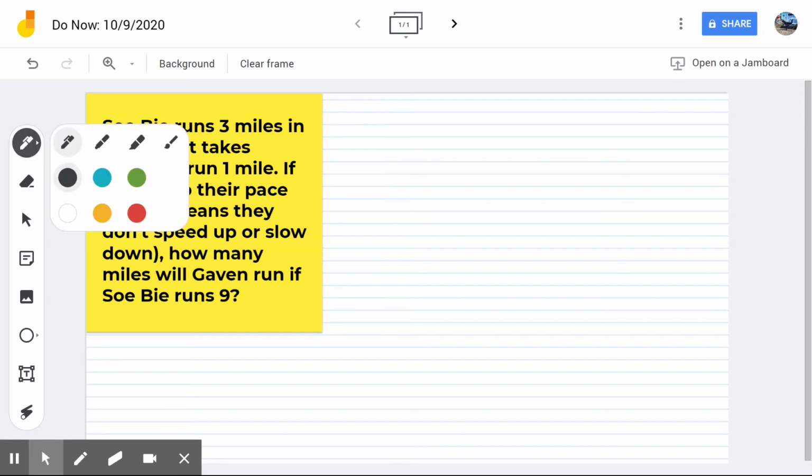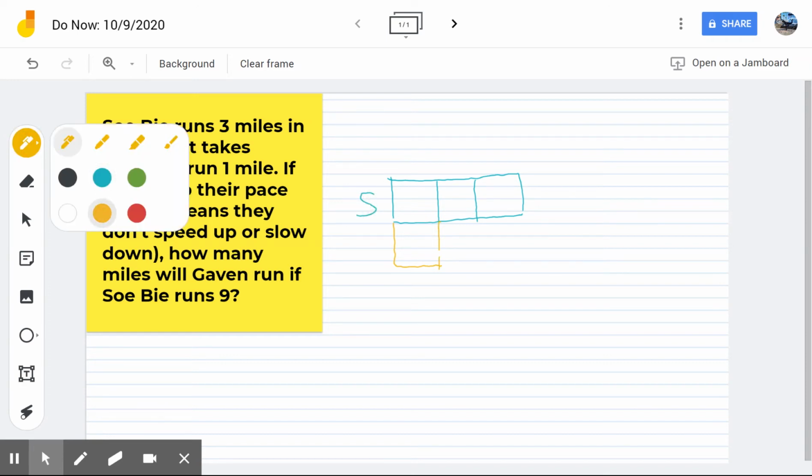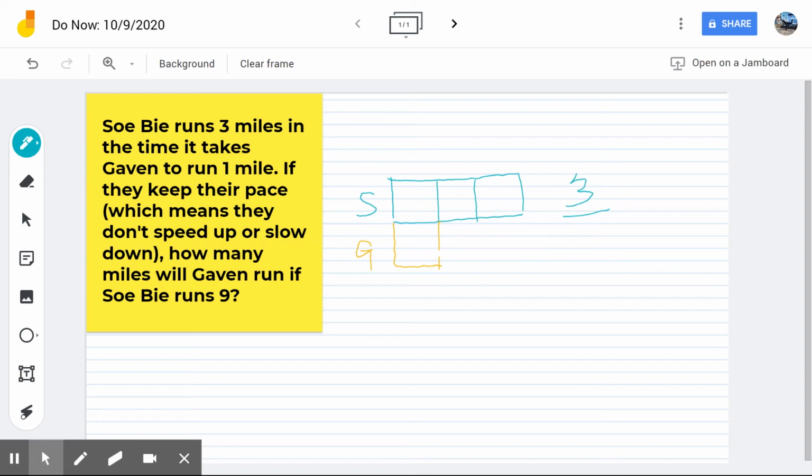So if we say Sobai is blue, when he runs 3 miles, Gavin runs 1. We'll say this is Sobai. We'll say this is Gavin. Our ratio is just what we see in front of us, 3 to 1.